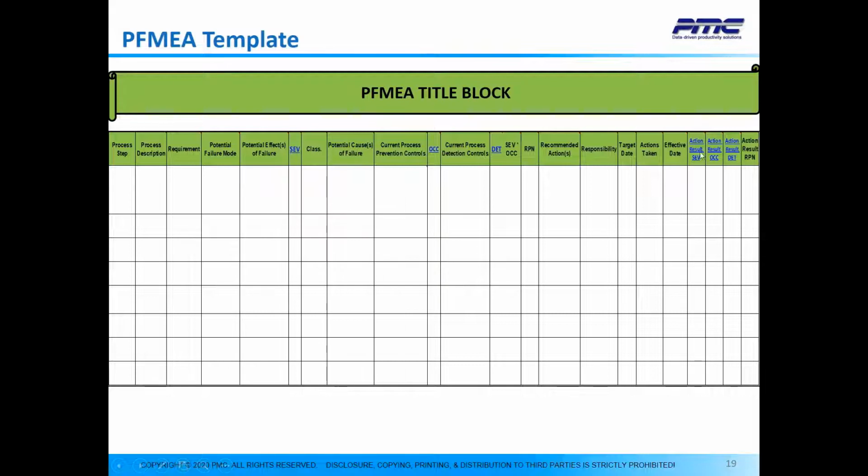Then the team has to reevaluate or re-rate the severity, occurrence, and detection based on the corrective action put in place, and the action result RPN. So the RPN is recalculated based on these recalculated ratings. At that point, you can see the RPN before and the RPN after improvement, and the gap between the two will determine the risk assessment improvement the team has accomplished.